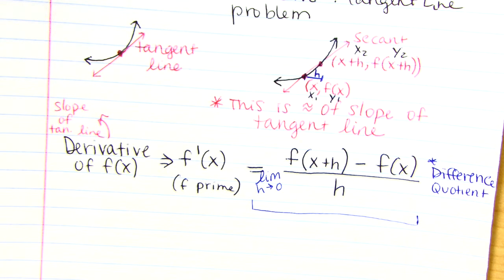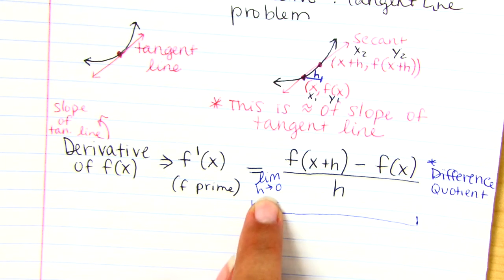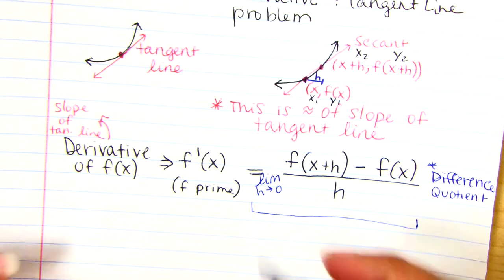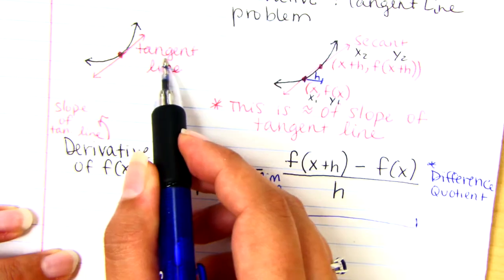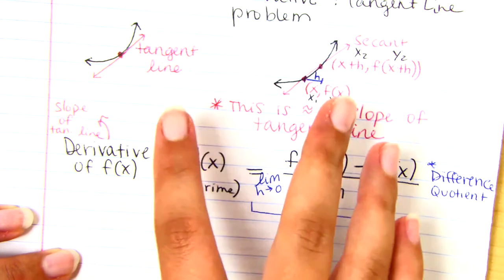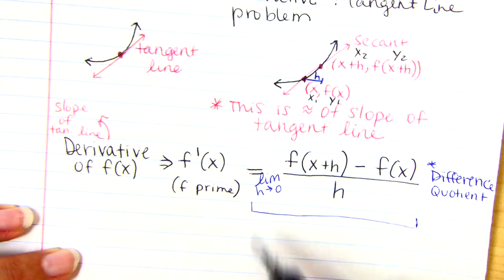We're thinking, okay, I want h to be really small, because the bigger h is, the worse of an approximation I'm getting. So the closer I get to 0, which is why we're going to put this through the limiting process, the better my secant line is going to mirror my tangent line. So in order to use some calculus in this, we're going to put it through the limit process.